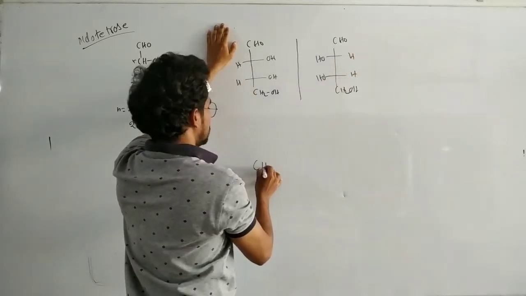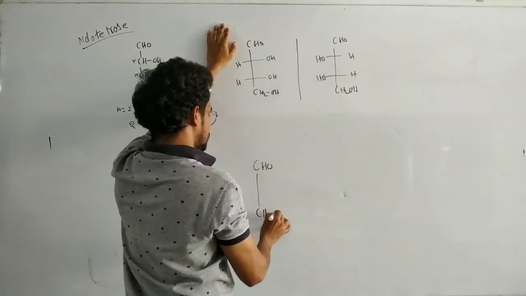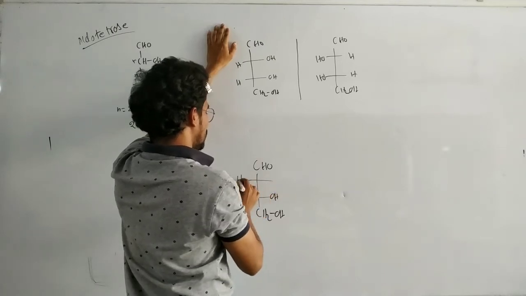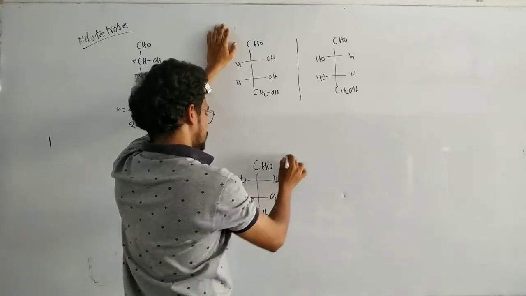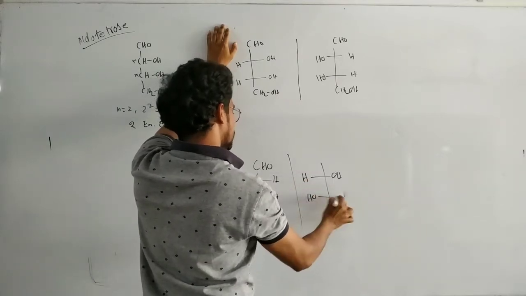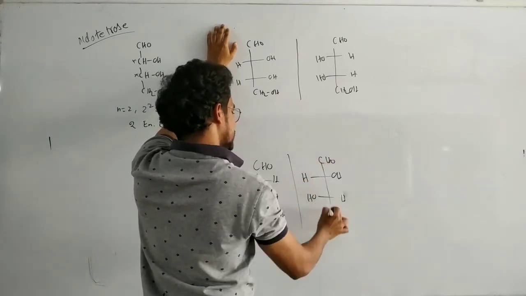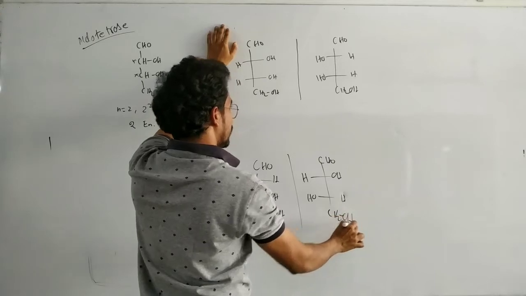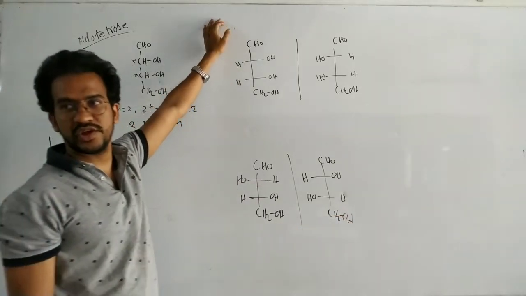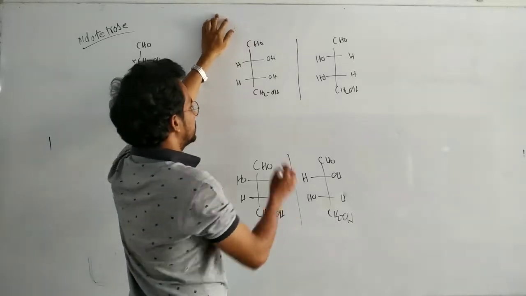Next, CHO, CH2OH, with OH on the right side, OH, H. It's the mirror image: H, OH, the OH, hydrogen, CHO, CH2OH. These are the 4 isomers, with different spatial arrangements.